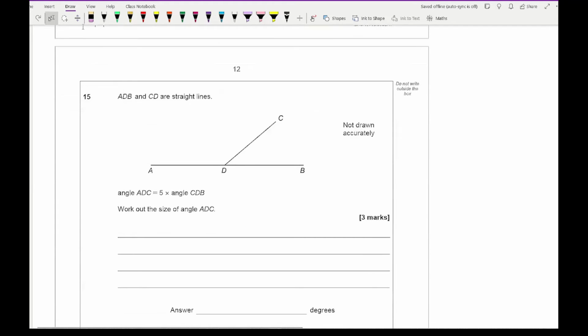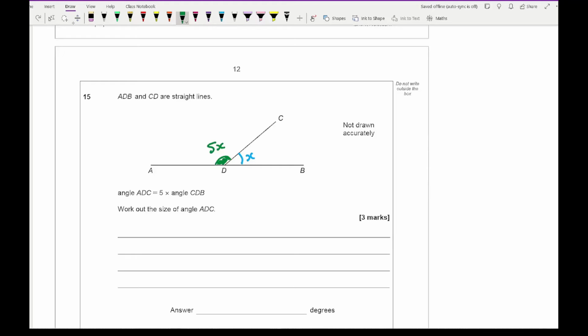Now moving on to question 15, it says ADB and CD are straight lines. The angle ADC equals 5 times the size of CDB. Work out the angle ADC. So if we call this smaller angle X, then what the question is telling me is that this angle here is 5 times the size. So if the small angle is X, then this angle here is going to be 5X.